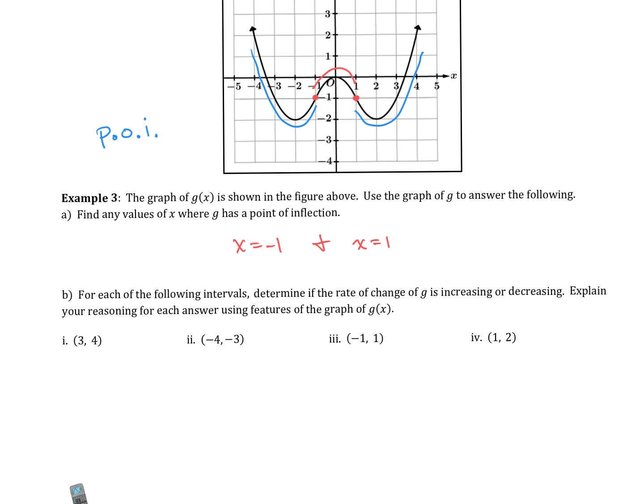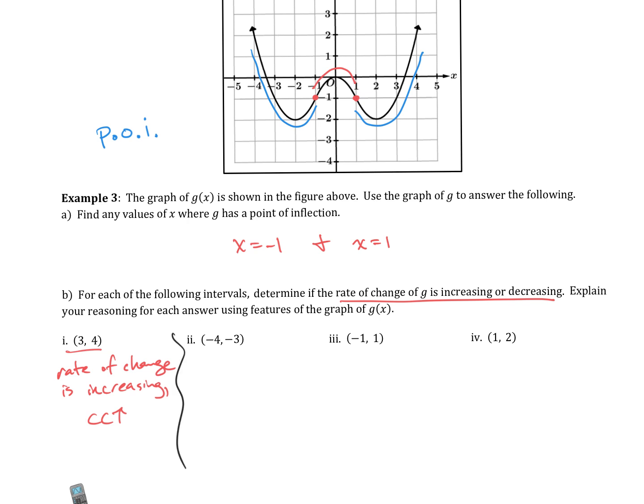All right, so on this interval, we need to find the rate of change being increasing or decreasing. So is the rate of change being increasing or decreasing on these intervals? So from 3 to 4, is my rate of change increasing or decreasing? Increasing. It's increasing. So my rate of change is increasing. Tell me why. Concave up. Love it.